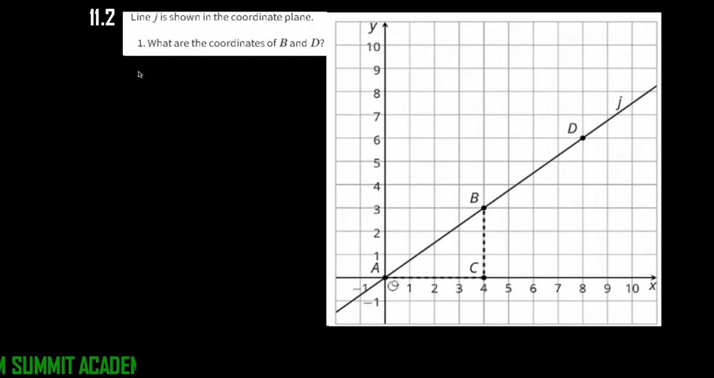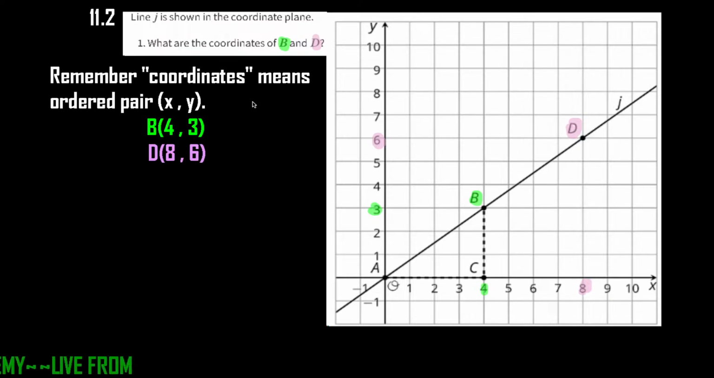In the next part, it says line J is shown in the coordinate plane. What are the coordinates of B and D? Again, it has that line going through the origin, 0, 0. We're talking about point B and point D. When it says coordinates, we're just talking about an ordered pair, x and y. For point B, find your x value first, which is 4, then find your y value, 3. So we say 4, 3 for B. Since it's on the same line, notice how it has the same ratio, so point D is going to be 8, 6.